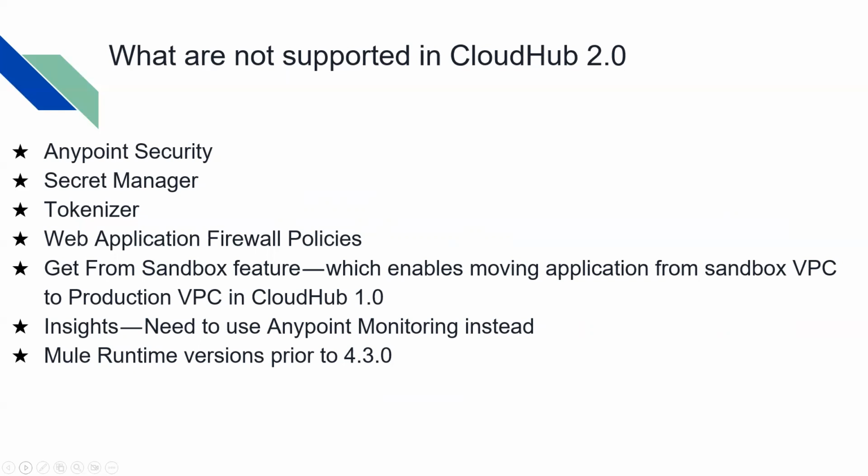Then the get from sandbox feature. This feature is basically in CloudHub 1.0. Using this feature, you can directly migrate from the console one application from your sandbox to production, or from one environment to another environment. That is not possible in CloudHub 2.0. Insights is not available, and instead of that, you need to use Anypoint Monitoring. And as already mentioned, Mule runtime versions prior to 4.3.0 are not available.